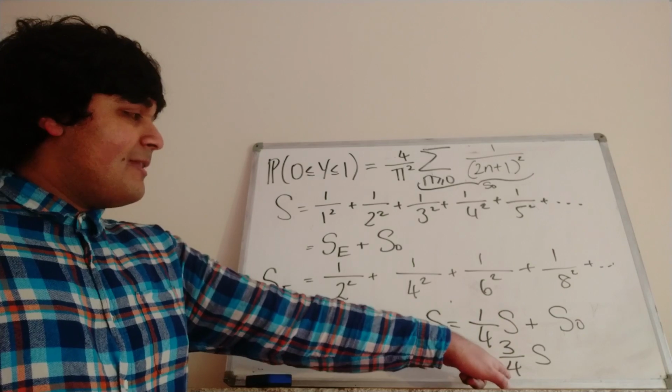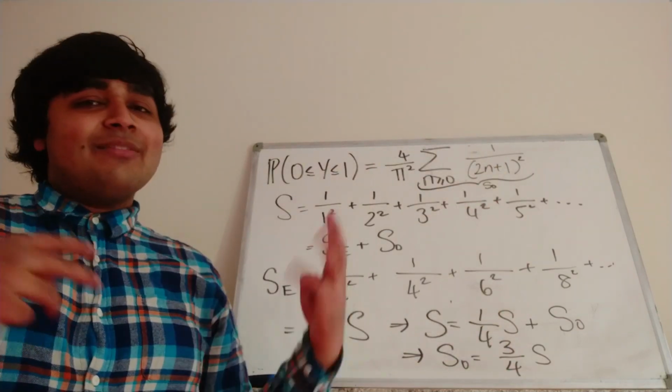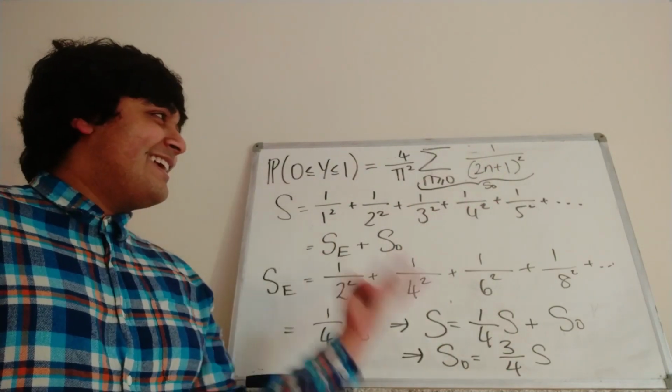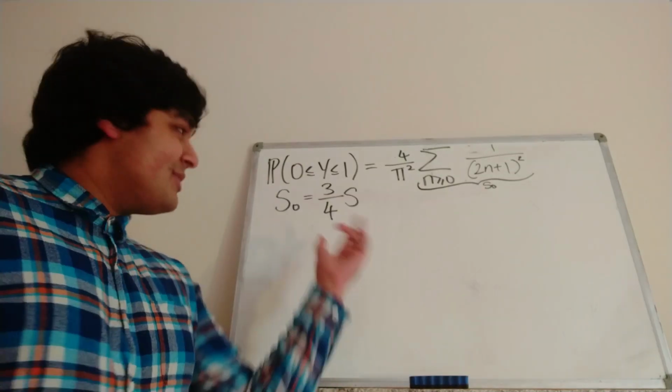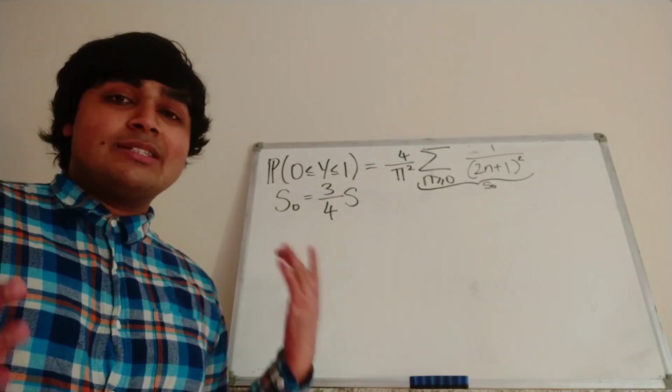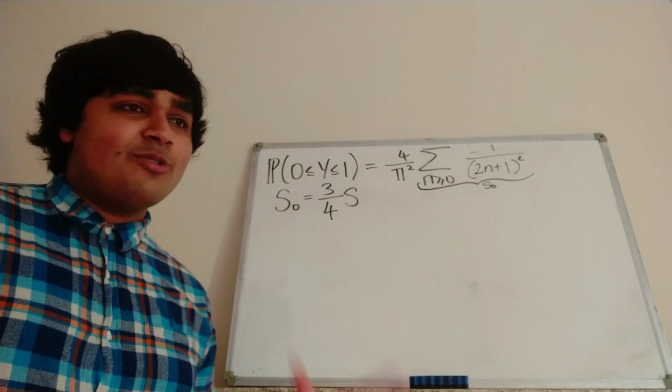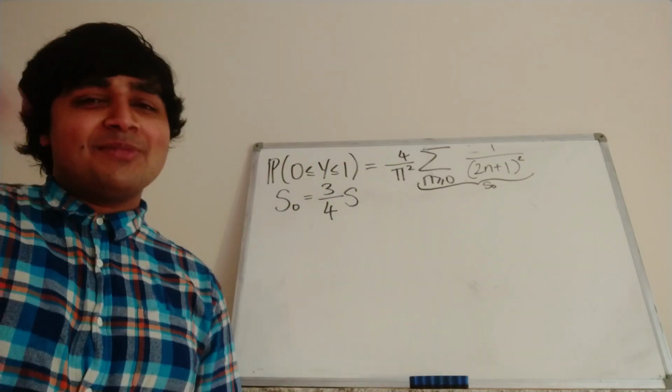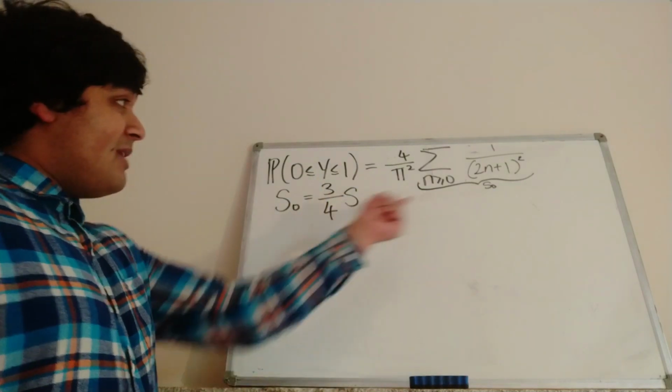Next thing I want to do is just plug this thing here into this equation here, and we'll have the last whiteboard and we can get our solution. Okay, so we just showed that S0 is equal to 3/4 S, where S is the thing we're trying to work out, the Basel problem: 1 over 1 squared plus 1 over 2 squared plus 1 over 3 squared and so on. Let's just plug that back into here.